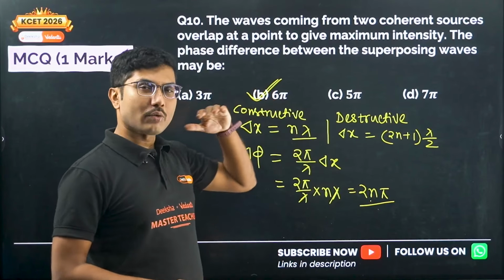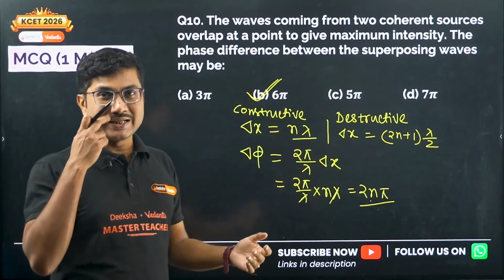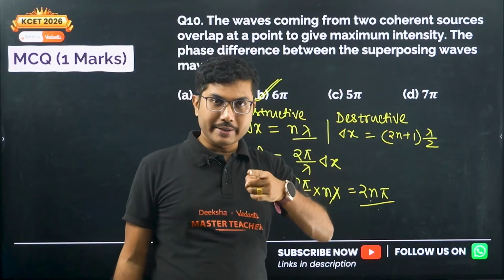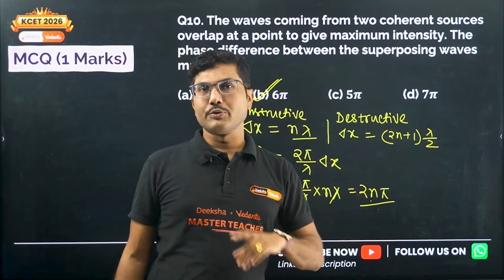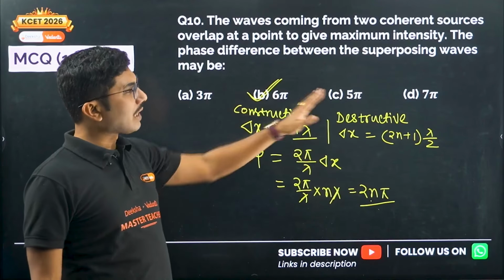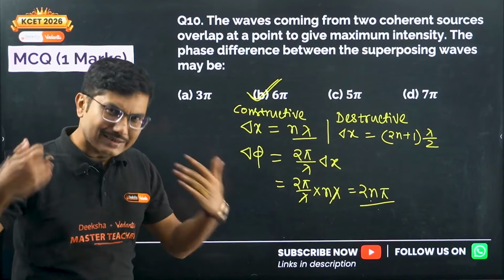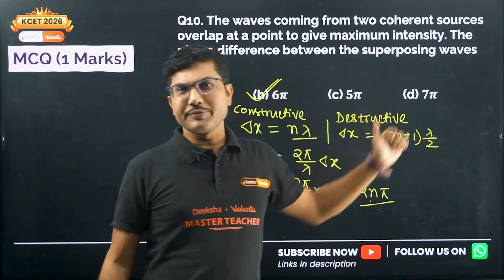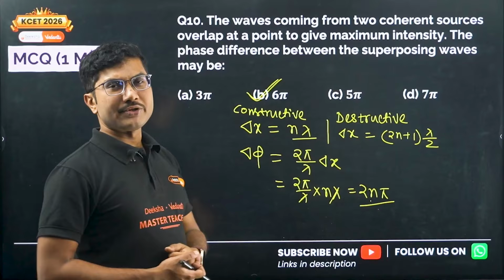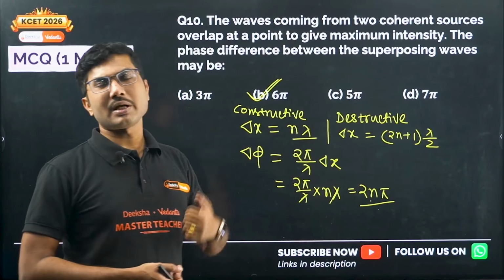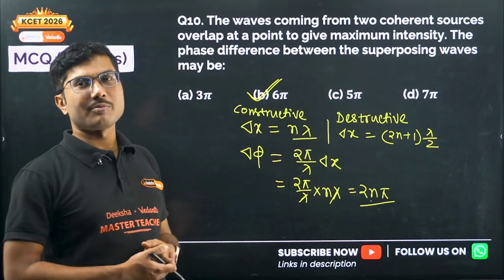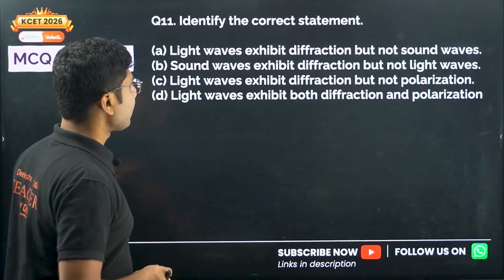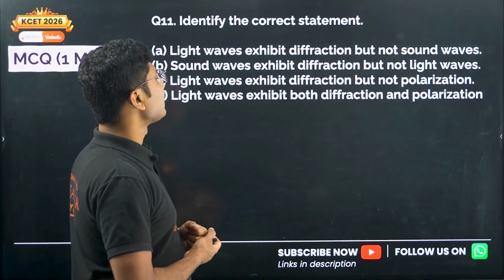So no matter what the value of n is, as long as n is an integer, 2n plus 1 will give you an odd number and 2n will give you an even number. The only even number among the options is 6 pi. And in case you forget everything, you should see that three of the numbers are odd and only one of them is even, so the answer should be the even number, because an odd number answer is not possible. This is a way to guess the correct answer. Now next question, identify the correct statement.